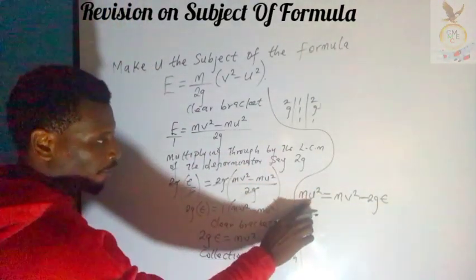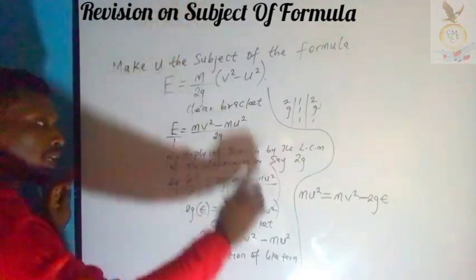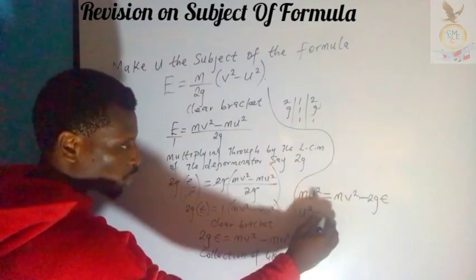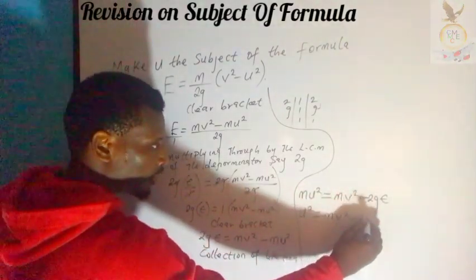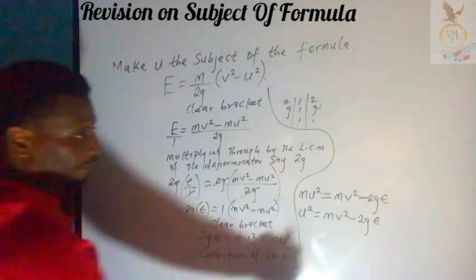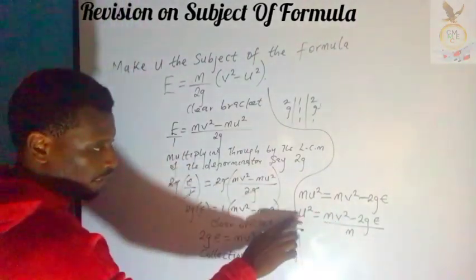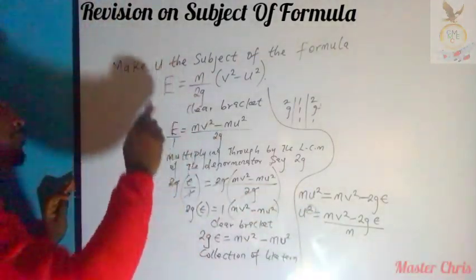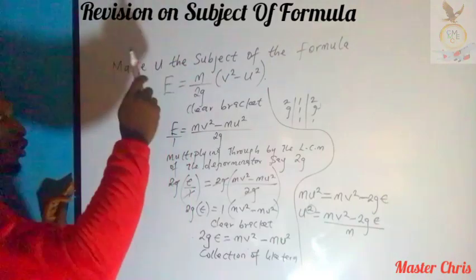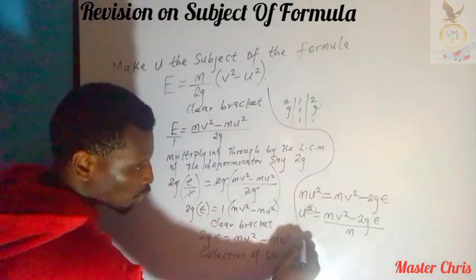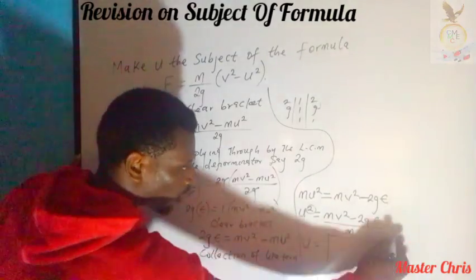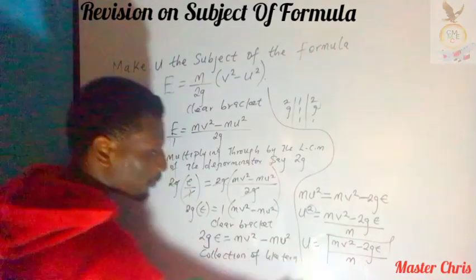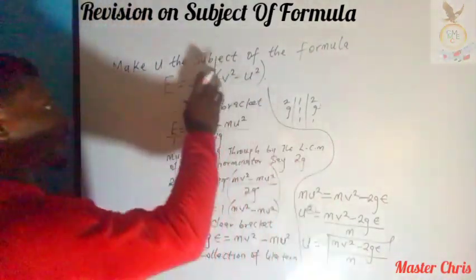So I want to make u the subject of the formula. I'm going to divide by the coefficient of u, and the coefficient of u is m. So u squared is equals to mv squared minus 2gE, divided by m, which is the coefficient of u. So I'm looking for u. I need to remove the square. The question did not ask us to make u squared the subject. The question asks us to make u the subject. So in order to remove the square, I will get the square root of mv squared minus 2gE, all divided by m. So this is the answer of this question.